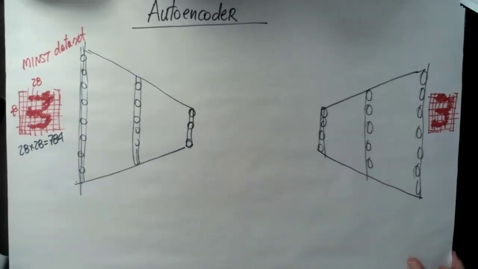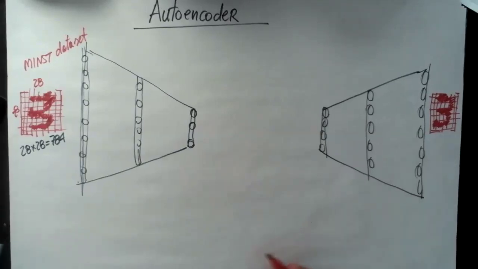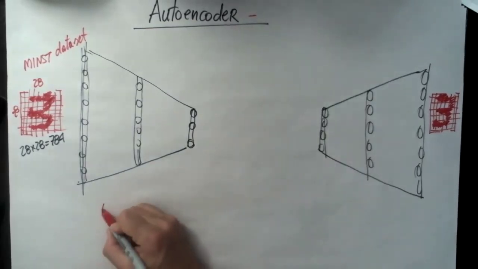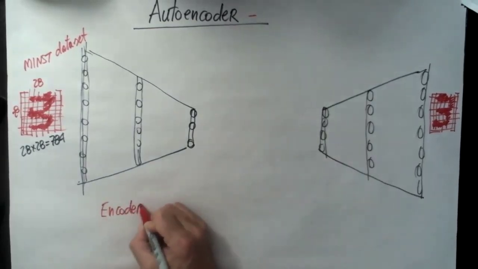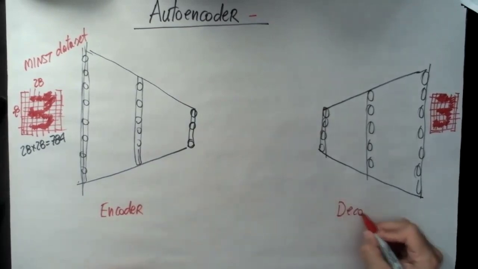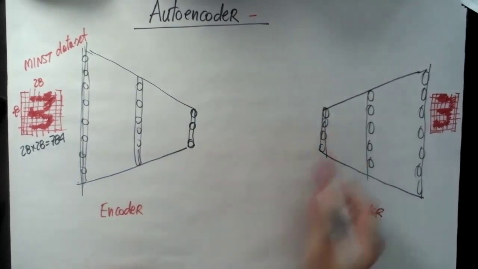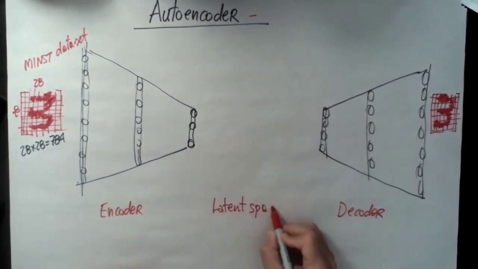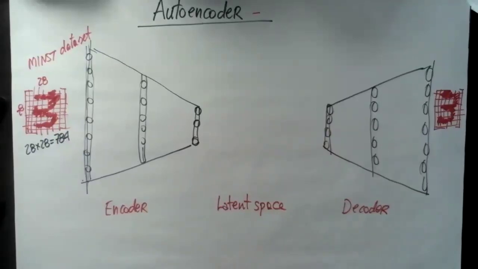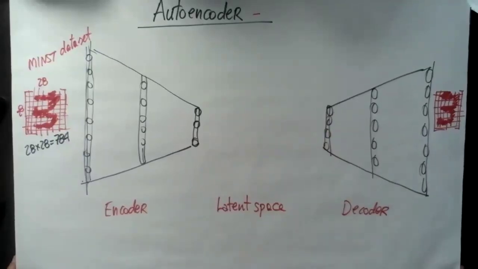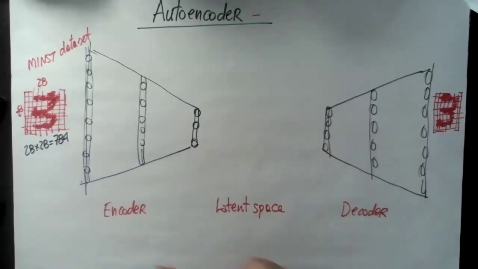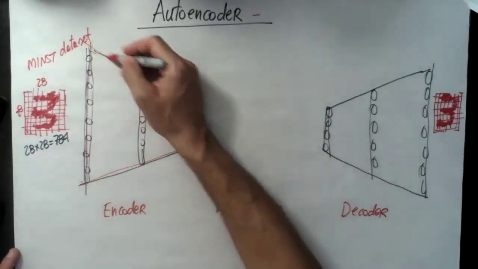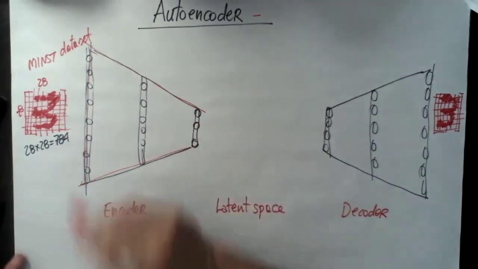Okay, so now I want to introduce the concept of autoencoder, which consists of an encoder, a decoder, and in the middle here we have our latent space. And as an example, now let's assume that here we have a deep neural network.